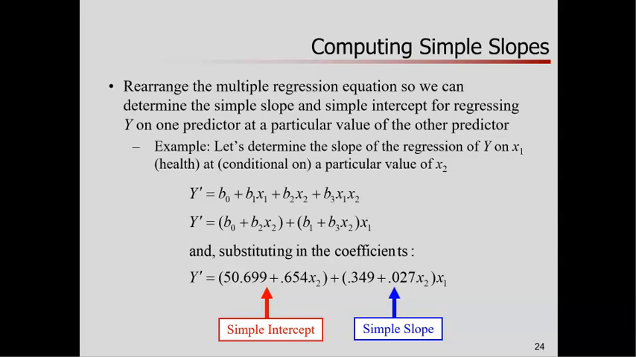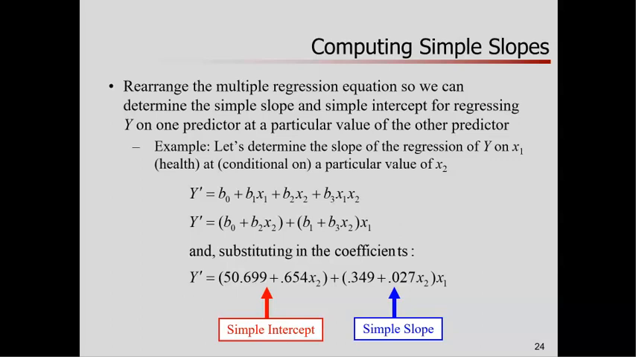So look at the structure here. You can look at this equation as representing a regression line of y on x1. Got y on the left-hand side, and then a constant, at least with respect to x1, an intercept, plus something multiplied by x1, a coefficient or a simple slope multiplied by x1. Of course, in order to find numbers here, I'm going to need values for the b's and values for x2.